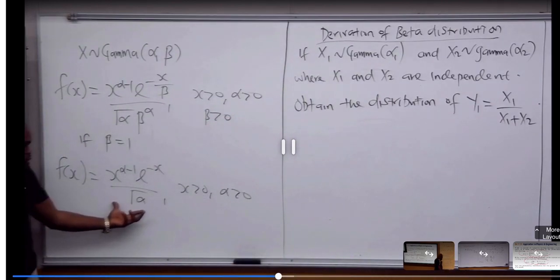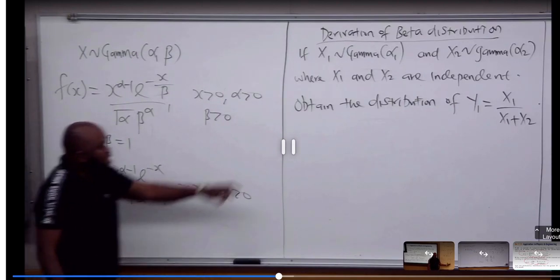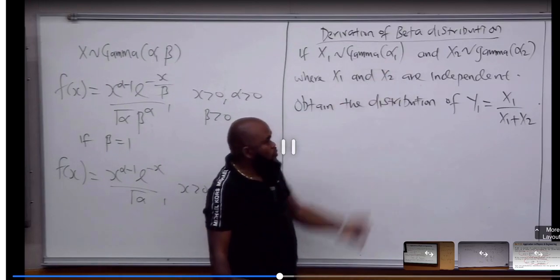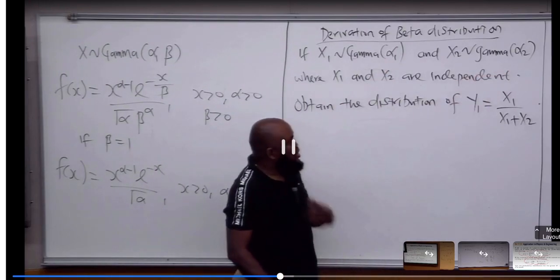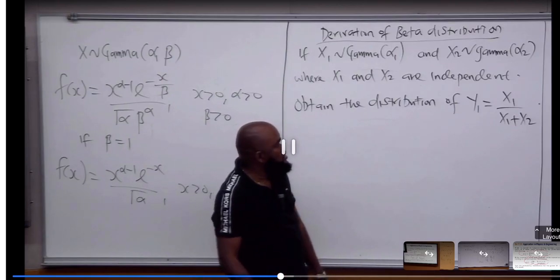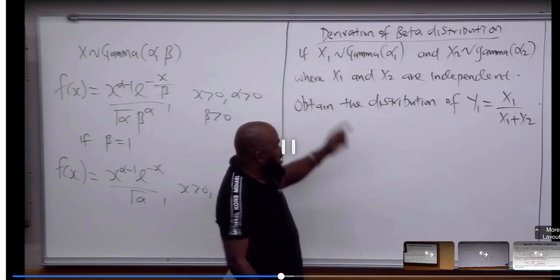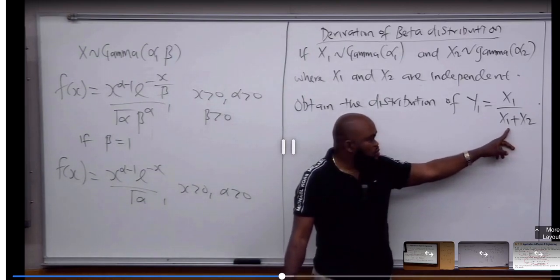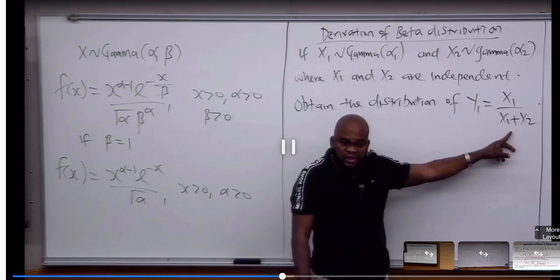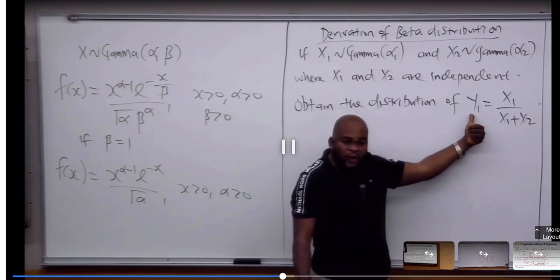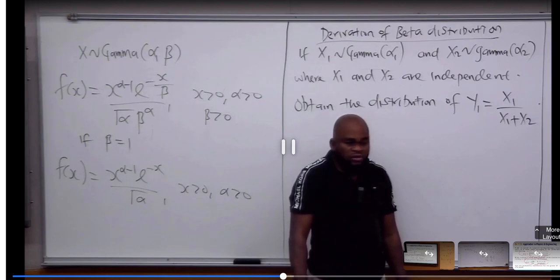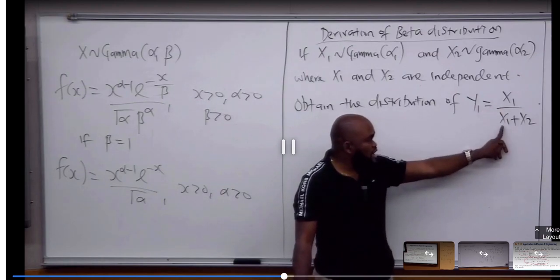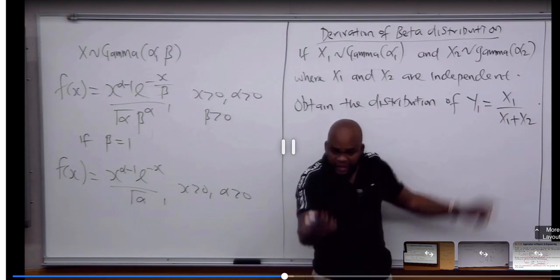I told you, this is a one parameter gamma. Now, if x1 follows a one parameter gamma with parameter alpha 1, and x2 is also a gamma variate with parameter alpha 2, and x1 and x2 are independent, obtain the distribution of y1 equal to this. At the end of the day, the distribution for y1 will be a beta distribution. Why? This looks like a probability, right? x1 is also part of this. That's like a probability, right?